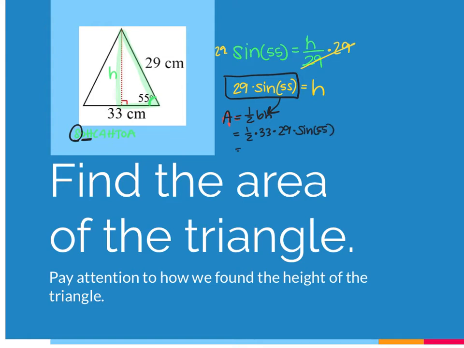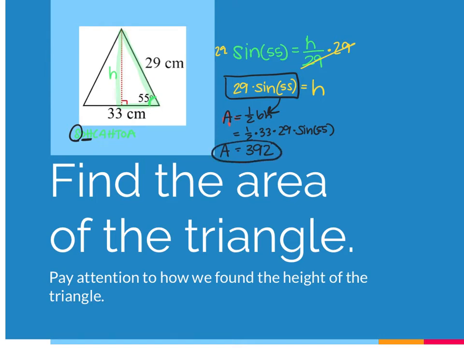Now we're going to take out our calculator. We're going to type that whole thing into our calculator. 1/2 times 33 times 29 times sine of 55. When we do that multiplication, we get the area to equal 392 about, if we round it.